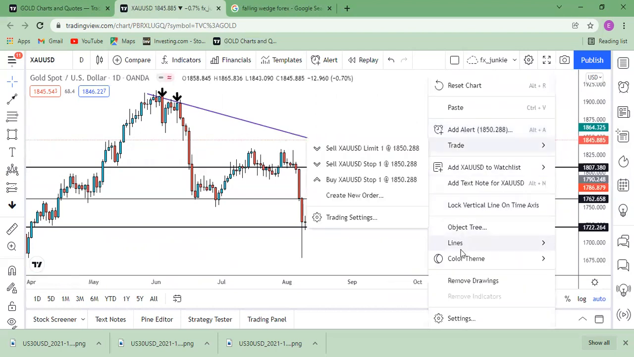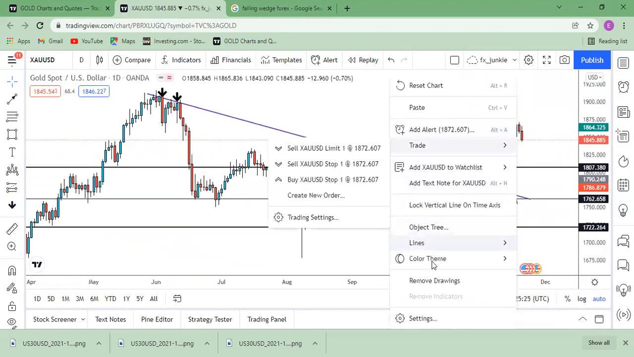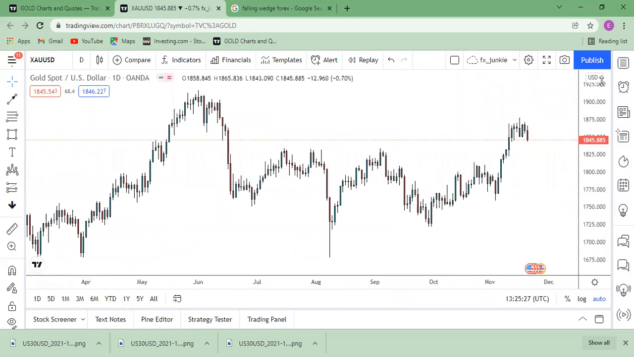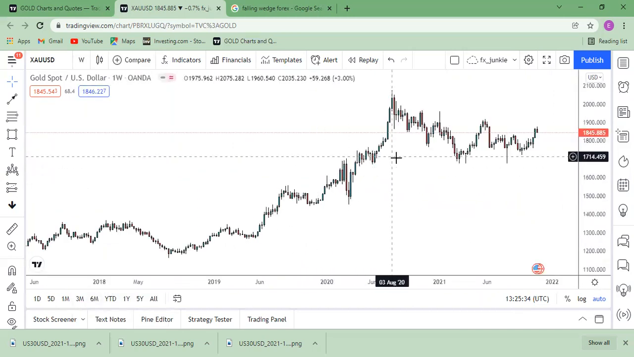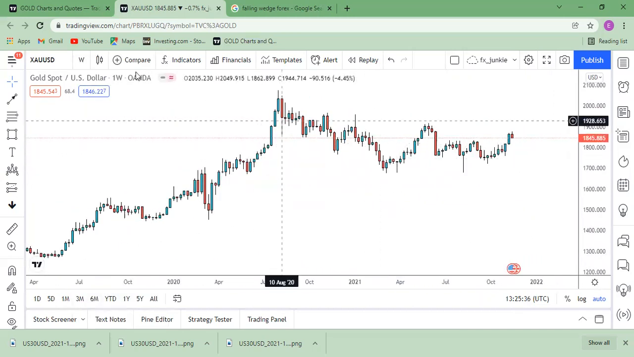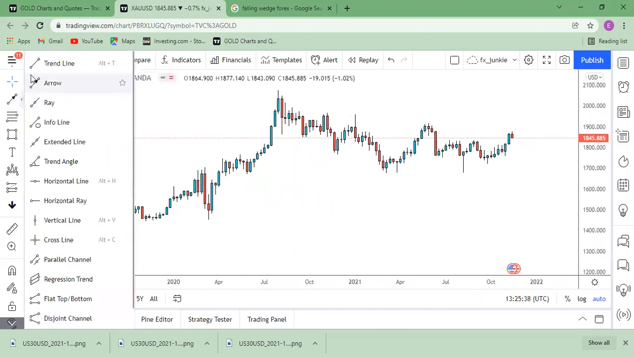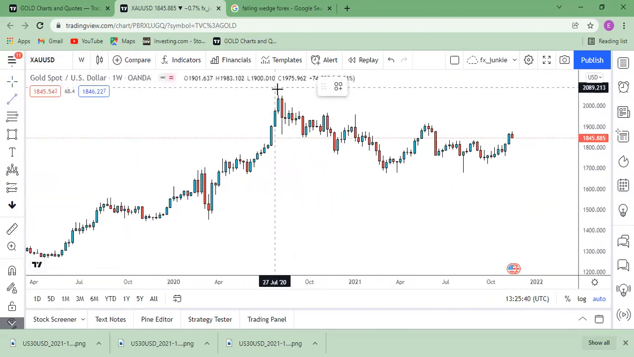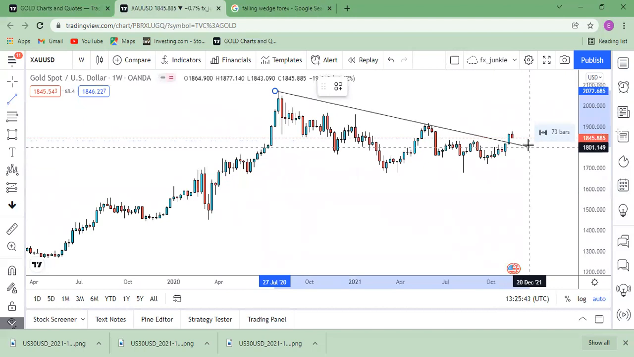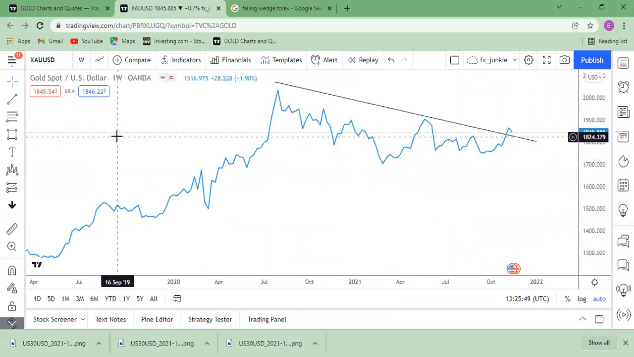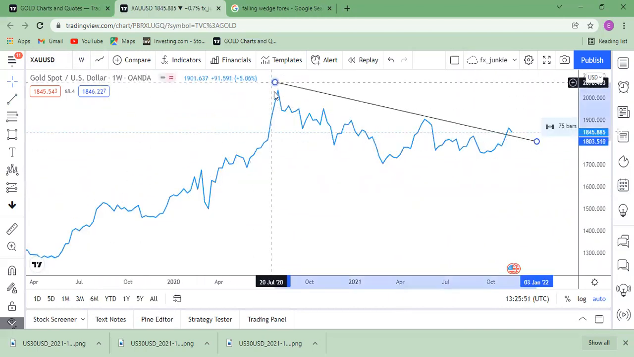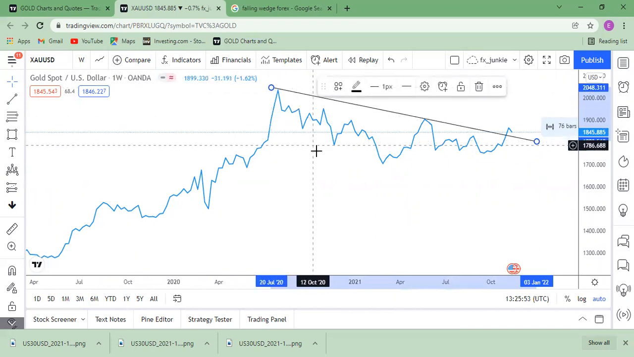Okay, let me just remove everything and do it from scratch, just to show you how to analyze the charts. From the weekly time frame. Firstly, I want to use my major trend. Line chart, just to see what exactly the market is presenting to me.